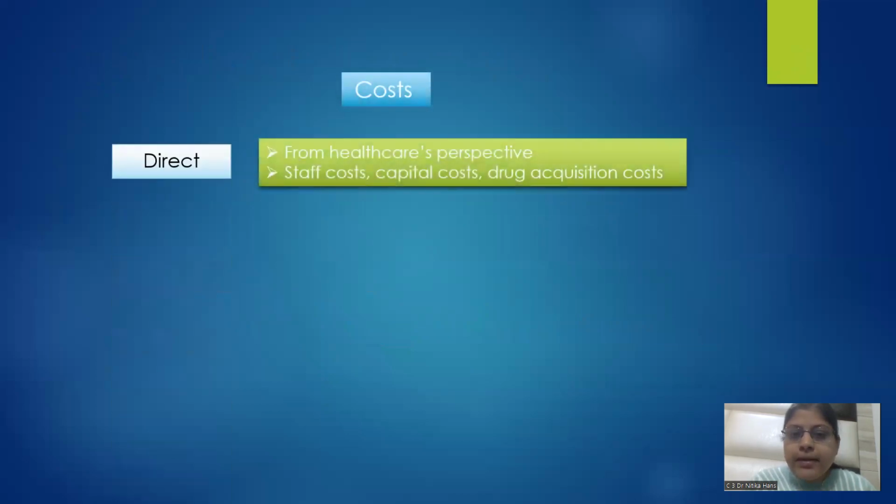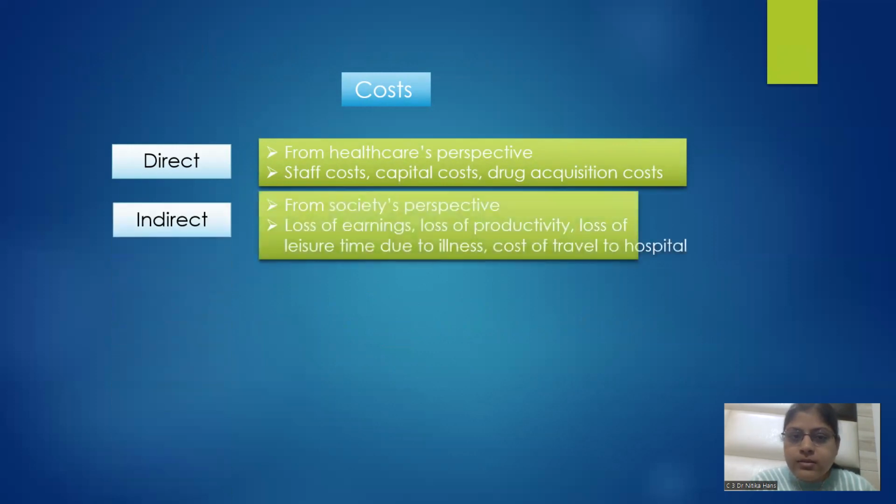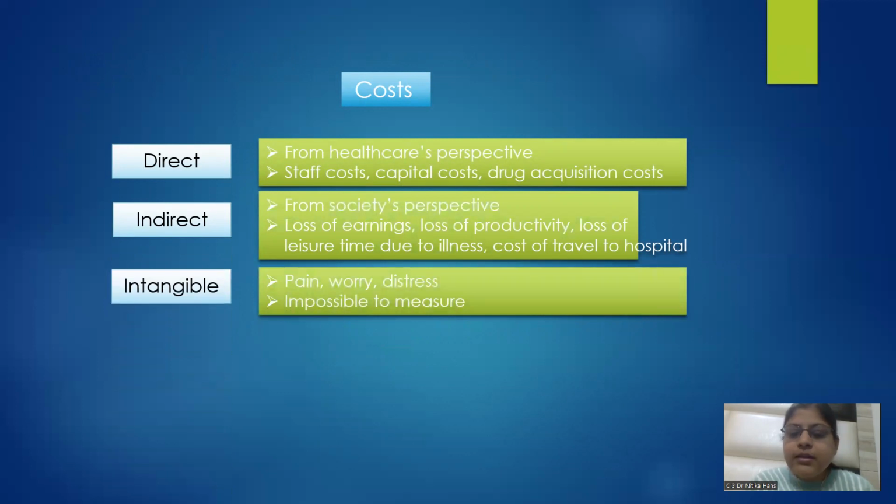Now, direct costs from healthcare's perspective are staff costs, capital costs, drug acquisition costs. Indirect costs are loss of earnings, loss of productivity, loss of leisure time due to illness, cost of travel to hospital. These are indirect costs. Means what is the loss of productivity to the patient and the caregiver, what is the loss of leisure time due to illness, cost of travel to hospital. Intangible is pain, worry, distress, suffering, when the patient is suffering from some illness or because of treatment there's any pain, worry or distress.